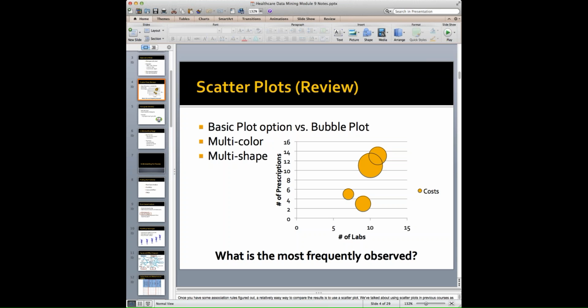So that's one of the things to keep in mind. I find the bubble plot really helpful with association rules, especially when we're looking at multiple associations. If we're interested in labs versus prescriptions and where we're seeing the most, you could use a standard scatter plot or a bar chart. Any of those would show you the number of prescriptions versus labs. But when we want to see how that affects the cost, we can use something like this bubble plot.